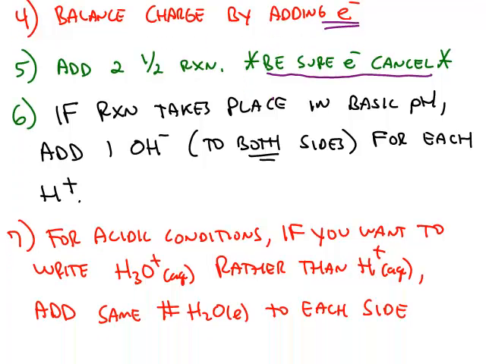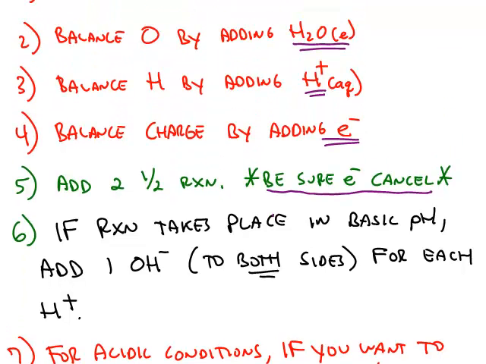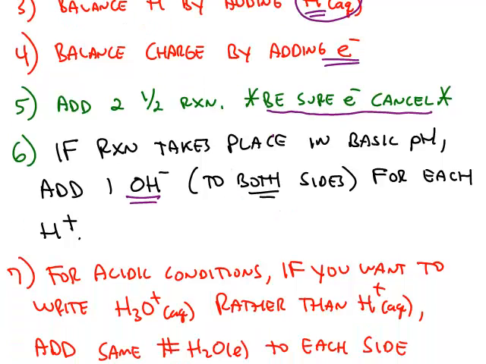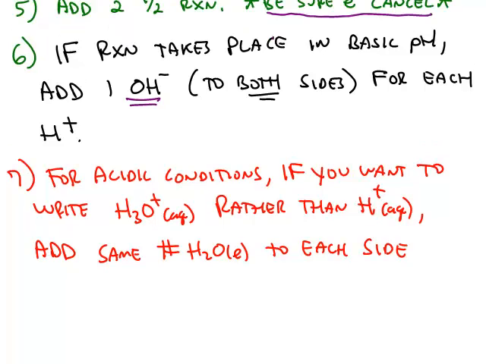Step 6 is only if the reaction takes place in basic pH. We can't have a lot of hydronium floating around in basic pH, so we have to get rid of the hydronium by adding hydroxide, and we have to do that to both sides. And if you prefer to write hydronium rather than H+, you can turn H+ into hydronium just by adding water to both sides of the reaction, so it stays balanced.